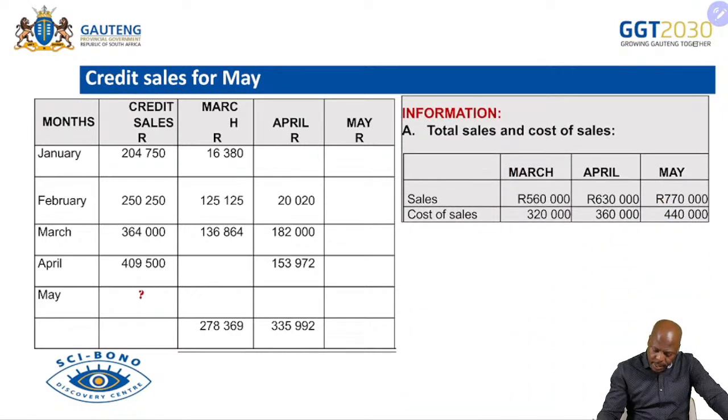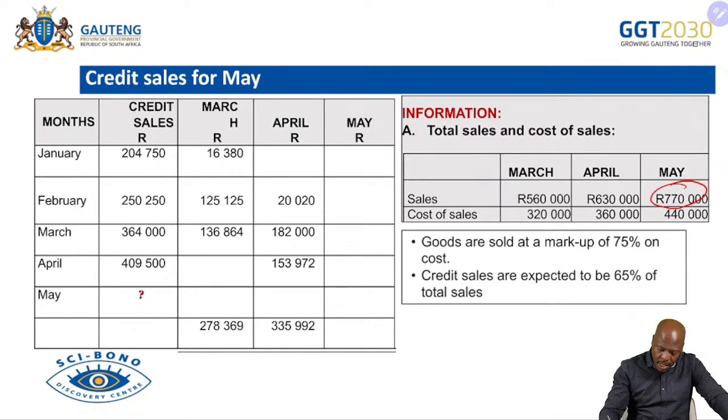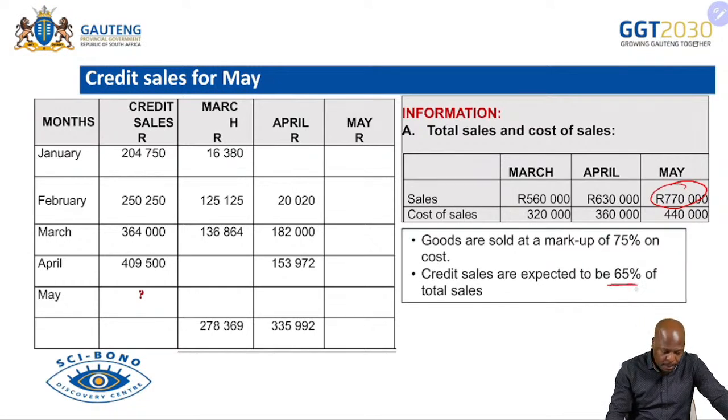And then here it is, the total sales for May. You can see here my total sales for May is 770,000. And then what did they tell me? They told me that goods are sold at a markup, and then credit sales are expected to be 65%. So now I can get my credit sales for the month of May here. I take the total sales for which month? Remember the month that we have in question. It is the month of May. What is the total sales in the month of May?